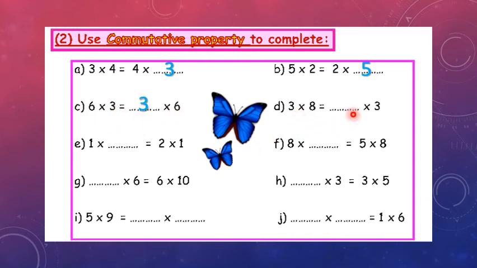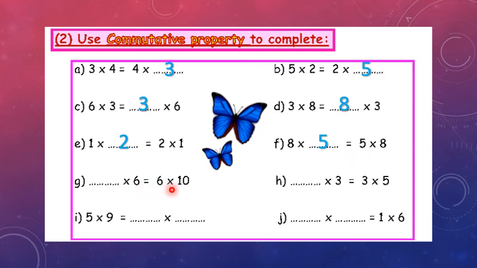3 by 8 equals what by 3? We need balance here. Then 3 is 3 and 8 is the missing part. Good job. 1 by what equals 2 by 1? 1 is found there in the other side and we have balance here. Then the missing part is 2. Here we have 8 by what equals 5 by 8. We have balance here, we have equal and 8 in both of these sides. Then the missing part is 5.